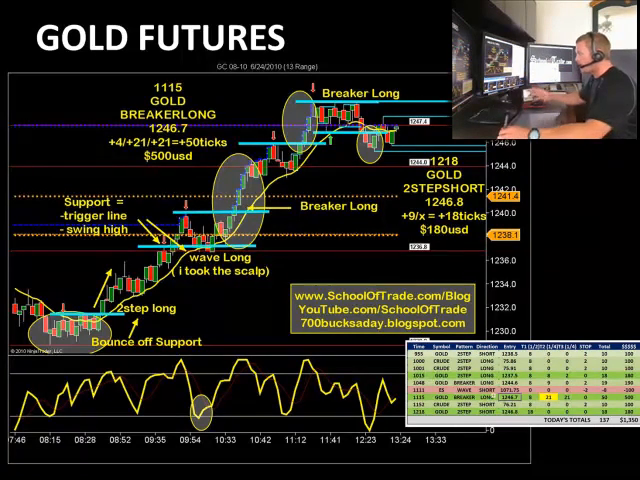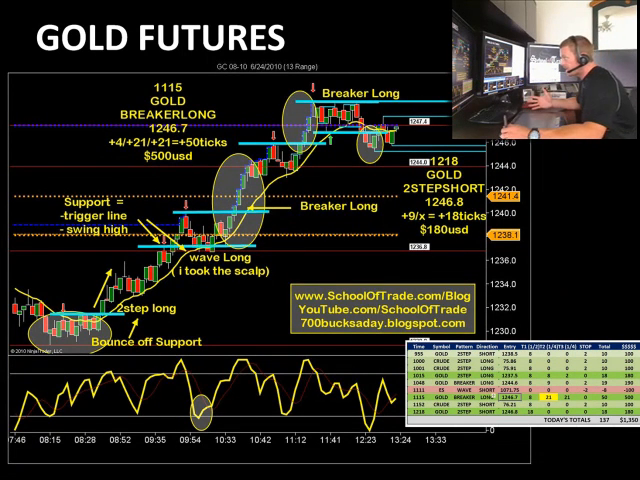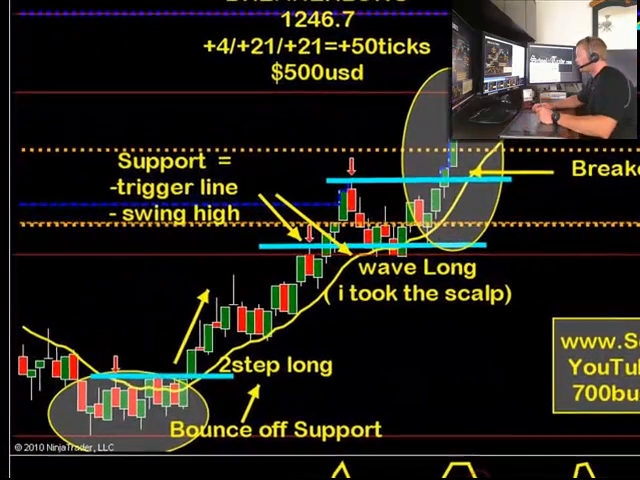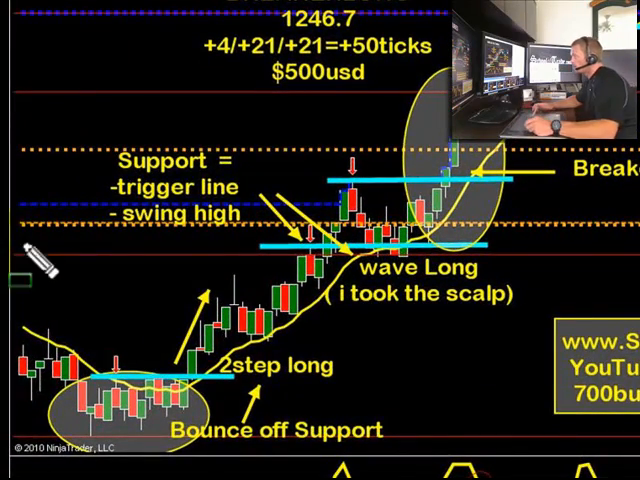Between the hours of 8 o'clock and about noontime, we saw a bunch of great opportunities today, guys, on the gold futures. Now, let's take a look at this. I took 2 of these opportunity trades, and we'll show you guys one by one. First, here in the lower left-hand corner, this is going to be a 2-step pattern long.